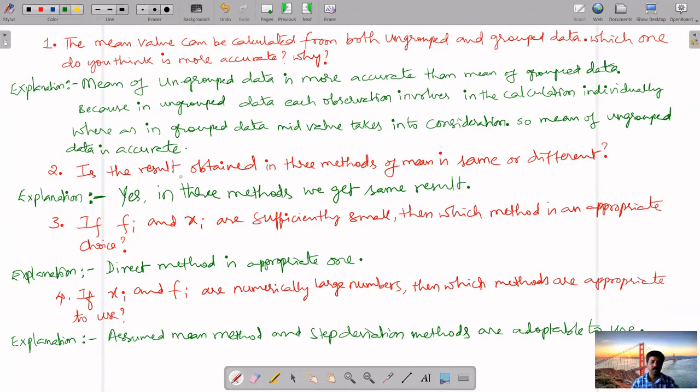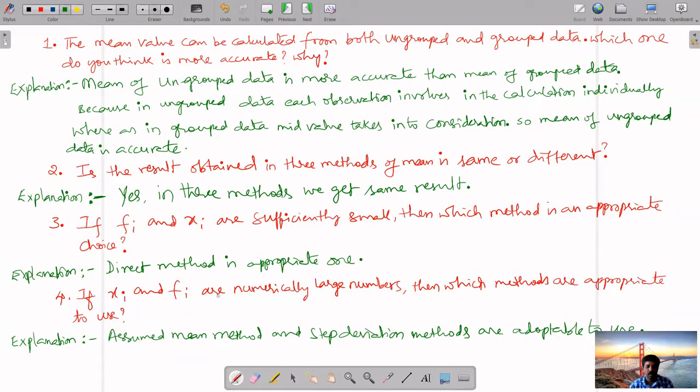Now the second question: is the result obtained in the 3 methods of mean the same or different? Just now I explained to you. Whatever the data, the 3 methods will give you the same answer. Yes, in these 3 methods we get the same result. Now the third question: if fi and xi are sufficiently small, which method is an appropriate choice? If the frequencies and the class marks xi are low, we go for the direct method. That is the appropriate one.